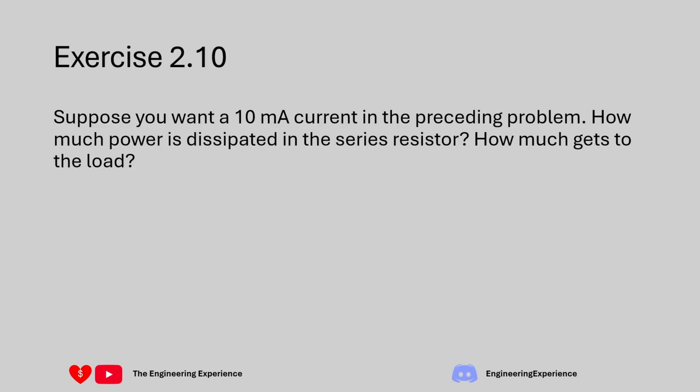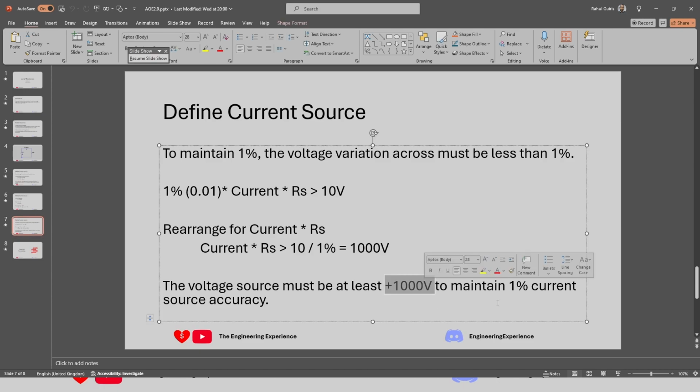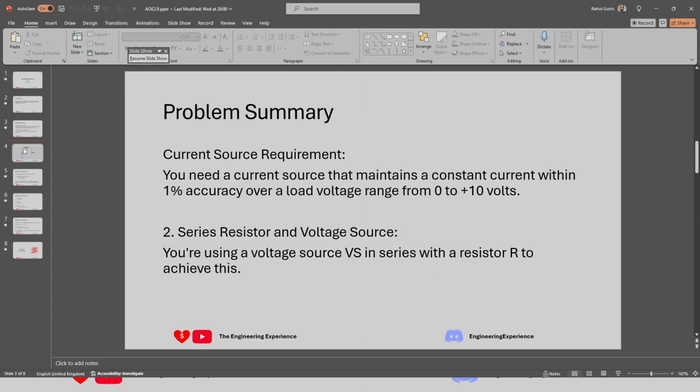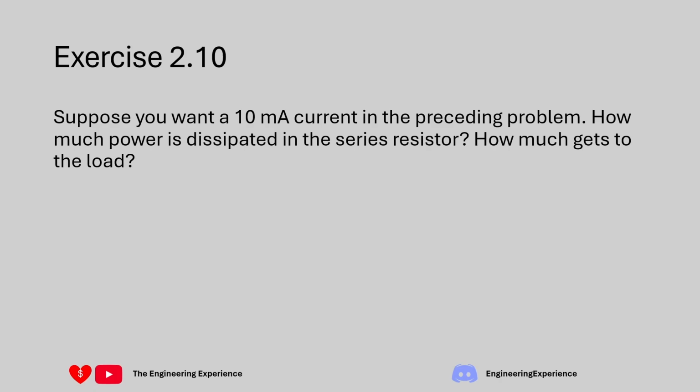So the question says, suppose you want a 10 milliamp current in the preceding problem, the preceding problem being exercise 2.9. Then we are asked to calculate how much power is dissipated in the series resistor and how much gets to the load. Now, if you remember from exercise 2.9, I'll do a quick recap. We basically calculated that we need at least a 1000 volt power supply to maintain a 1% accuracy for the current source. Obviously, the question was trying to show that doing this circuit is not very practical for current sources. So we need to calculate the power dissipated in the series resistor, and then we need to calculate how much power gets to the load.